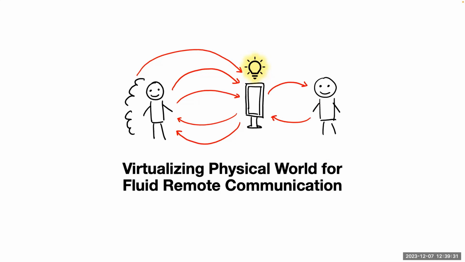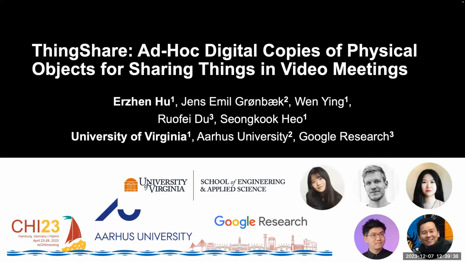The first one is about virtualizing the physical world for fluid remote communication. Here, I want to share this Think Here paper that we presented at CHI this year. It is about making video meetings better support our physical interactions. I think we all have been here. We are using Zoom or maybe Skype or Teams a lot, right? These are an essential part of our life right now.